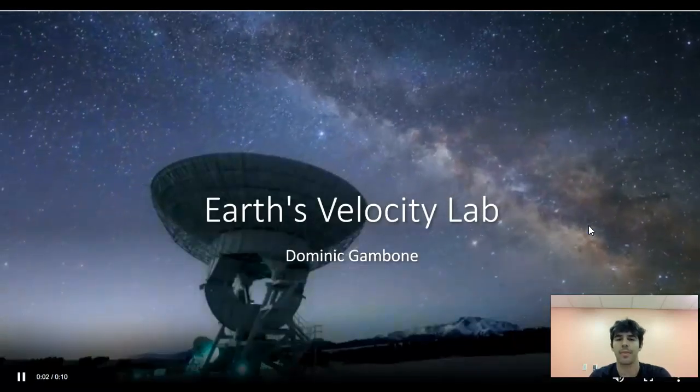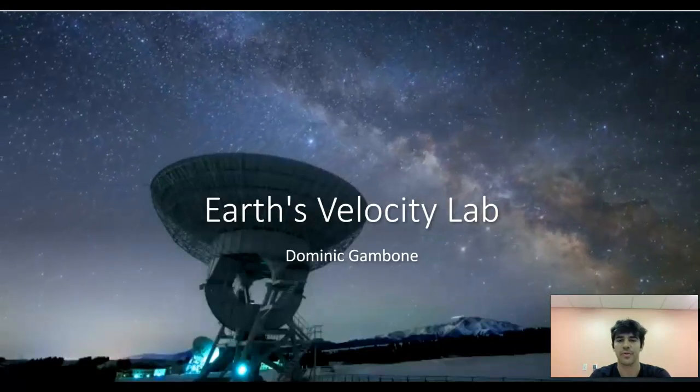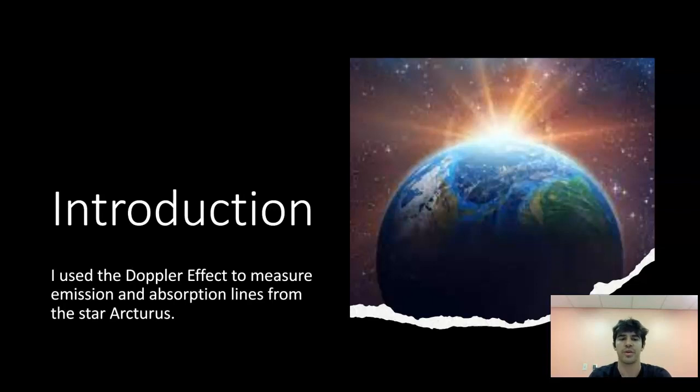Hello, my name is Dominic Gambone, and today I'm going to be talking about the velocity of Earth's orbit and the radius of Earth's orbit. The goal of this project was to find Earth's orbital velocity and the radius of Earth's orbit. To do this, I used the Doppler effect to measure the emission and absorption lines from the star Arcturus.